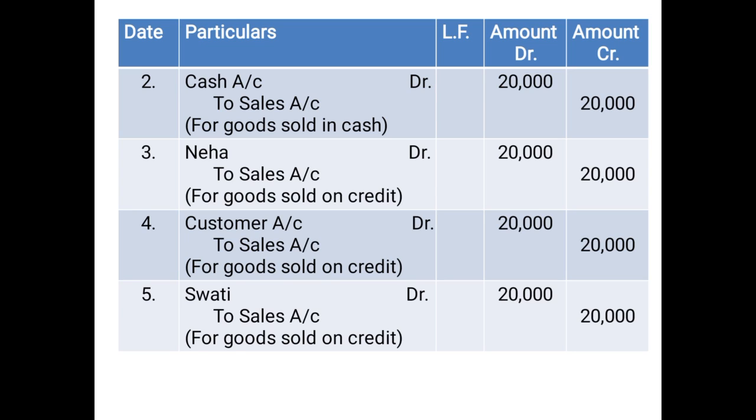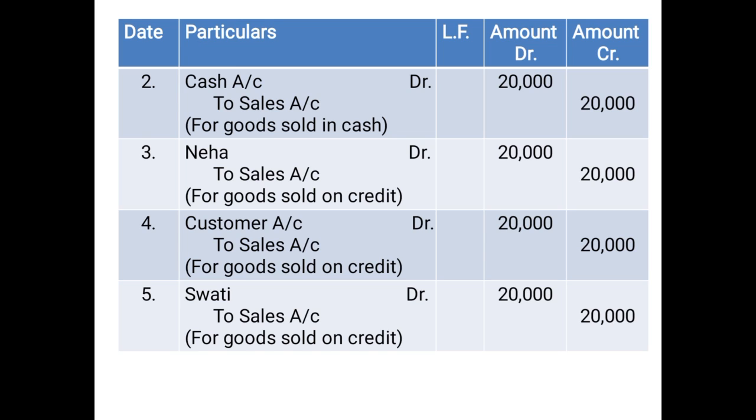These are the entries which we have discussed. The solution, example 2: even if the name is given, it is in cash. So we have passed the entry, cash account debited 20,000 in the debit column, to sales account 20,000 in the credit column in front of sales account. Third example: entry Neha debited to sales account, because the goods were sold on credit to Neha. So Neha debited 20,000. We have not suffixed the word account because Neha is a human being, to sales account 20,000 on the credit side.